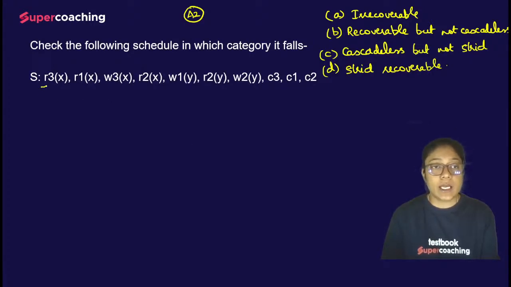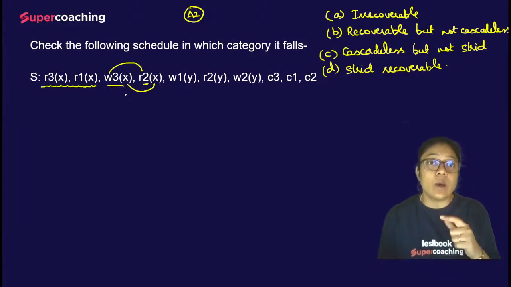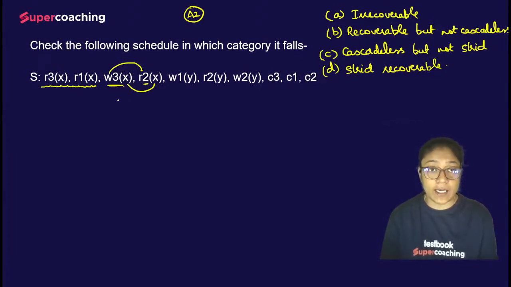जब तक read operations आ रहे हैं, it is not going to create any problem. First, a write operation is performed on the data item X by the transaction T3, and after that it is transaction T2 which is performing the read operation on the data item X. यानी कि commit होने से पहले किसी और transaction ने value को read कर लिया. तो इसका मतलब कि this pair indicates that it is not cascadeless. If it is not cascadeless, then definitely it cannot be strict recoverable. That means C and D cannot be the answer.